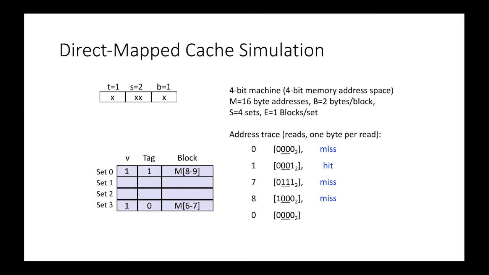Now, the last memory address the CPU requests is 0, which was requested before. The target set is 00, which is the first set. The valid bit is 1, but the tag bit does not match. So it's a cache miss, and this time it is a conflict miss, because this cache line was loaded before but evicted later. The hardware has to load this cache line from the low level once again. In this direct mapped cache simulation, there was only one hit out of 5 accesses, so the cache hit rate is only 0.2 or 20%.